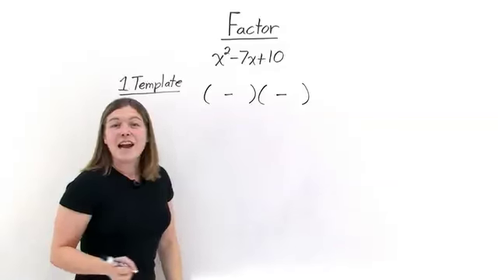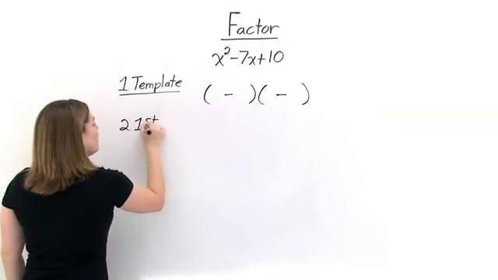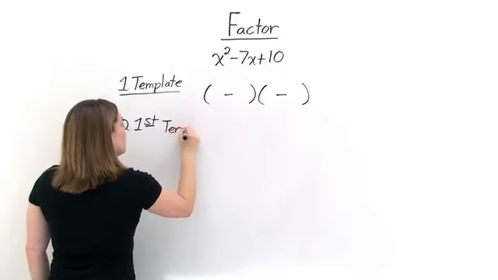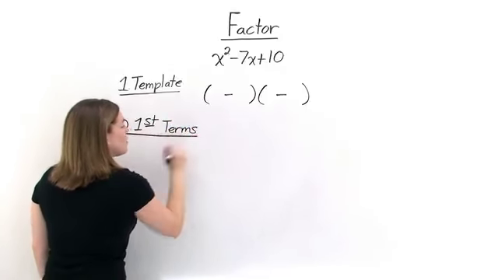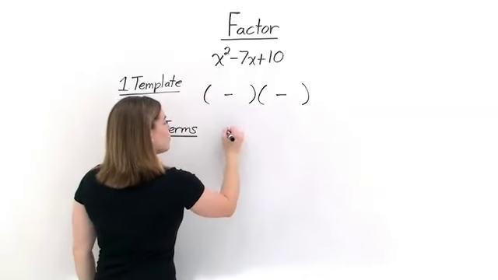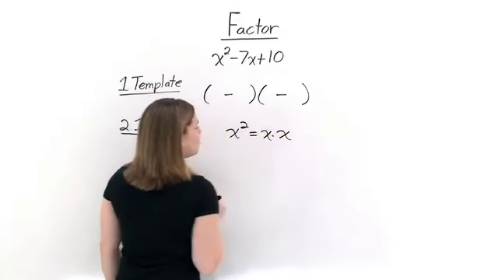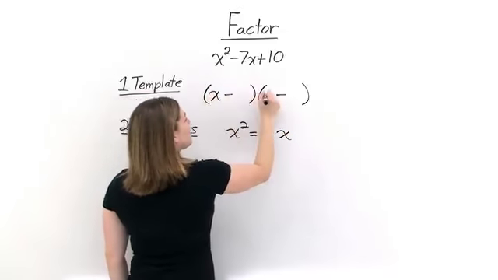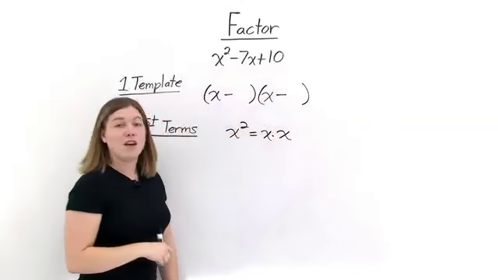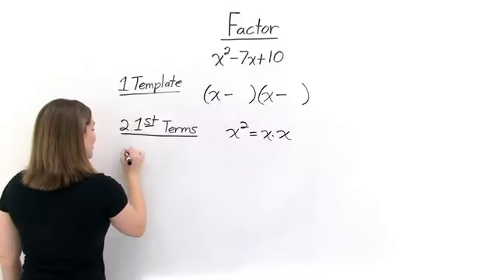Great! Now that we've figured out our template, let's see if we can figure out the first term in each one of our binomials. To figure that out, we need to look at the first term in our polynomial, x squared, and break it down into its factors. Well, x squared is x times x. So we can just put an x in each one of the first terms in our binomials. Now we have our first terms. On to the second terms.